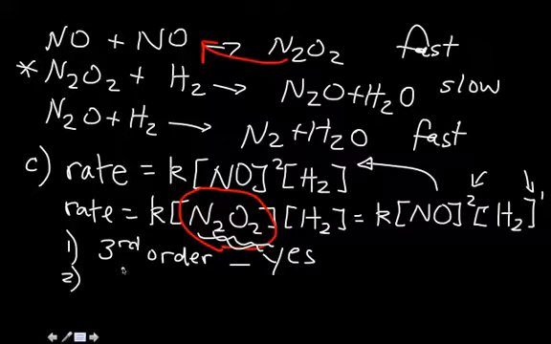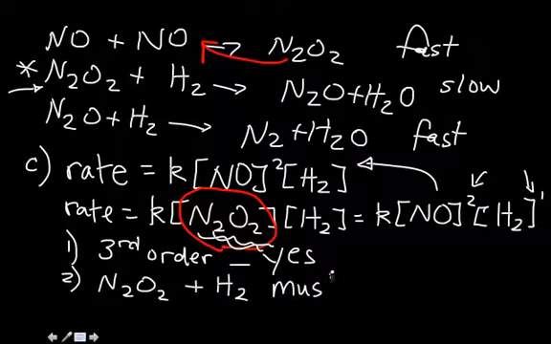How about the second part of the conclusion? The mechanism involves the simultaneous collision of two NO molecules and an H2 molecule. Is that what our mechanism shows? Go back to your slow step. We have a star. The mechanism actually shows that the rate depends on the collision of N2O2 molecules with H2 molecules. And so I think that's where our student has gone astray. These two must collide, not two NO molecules.